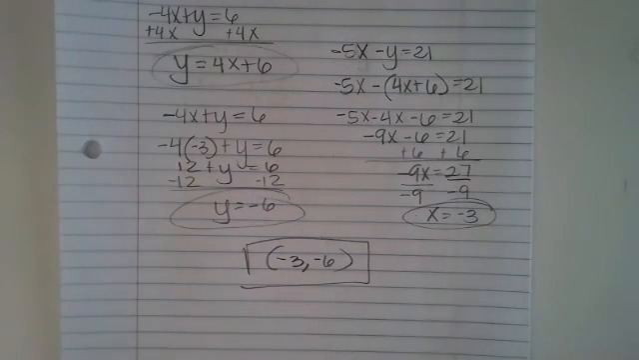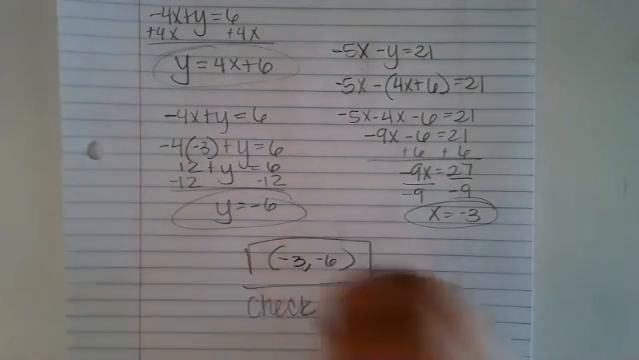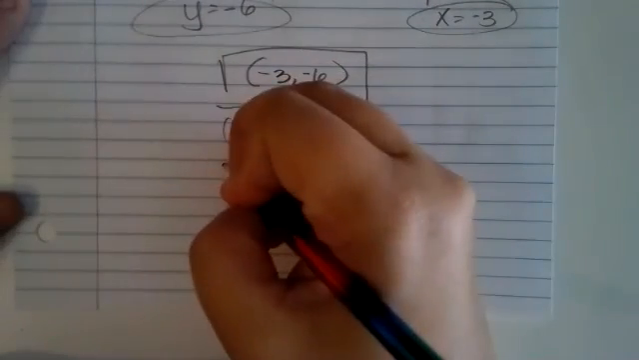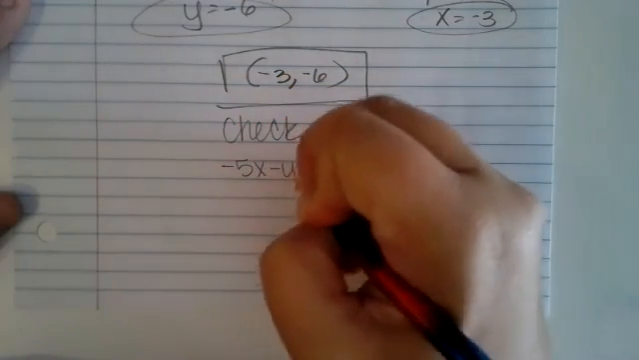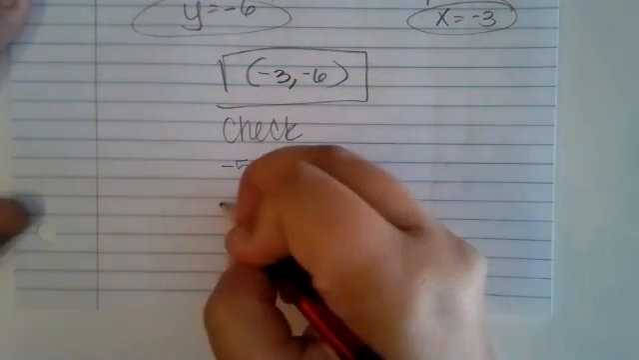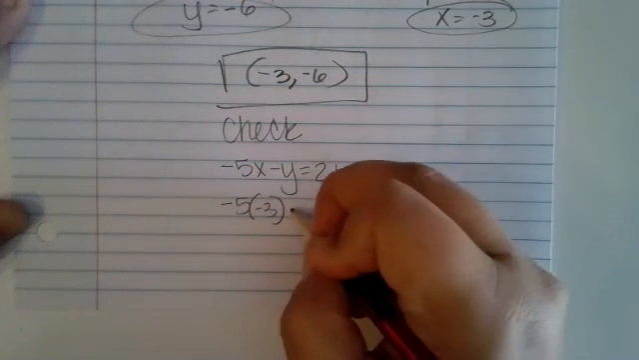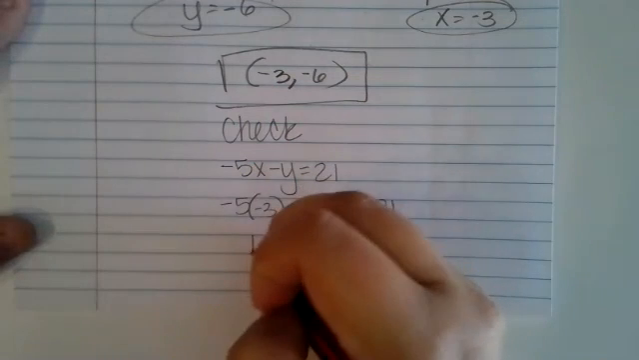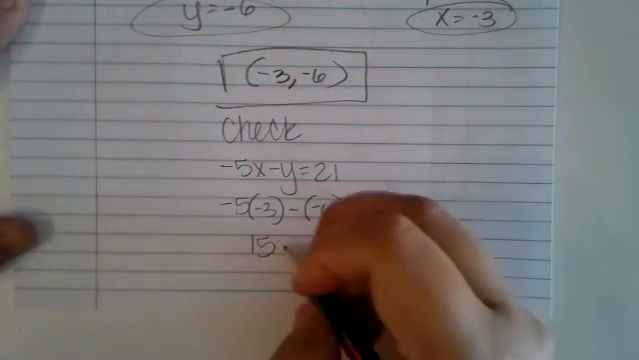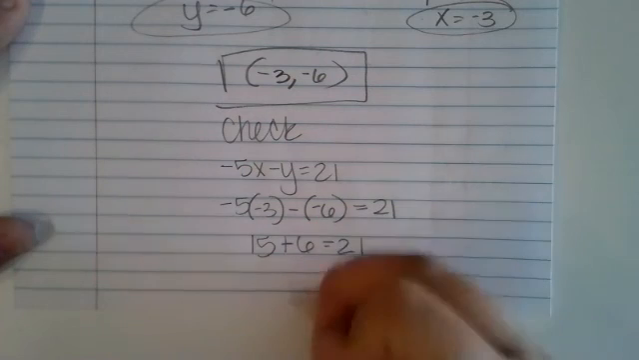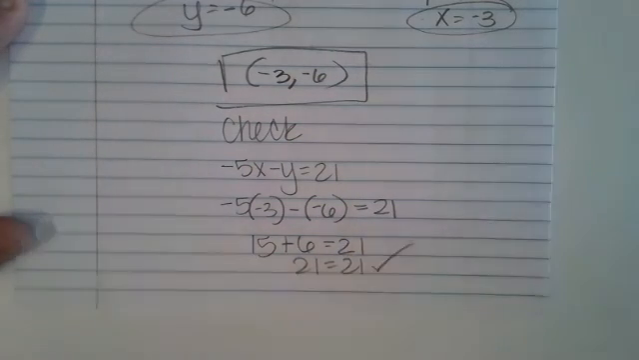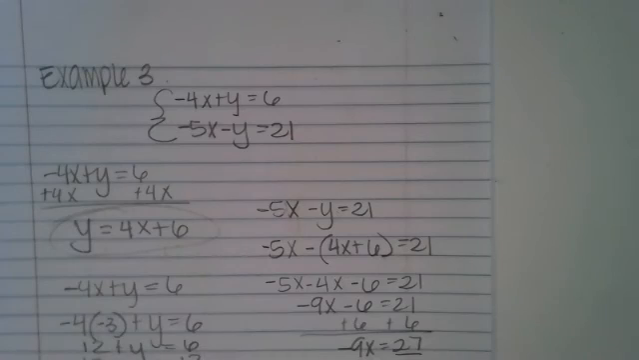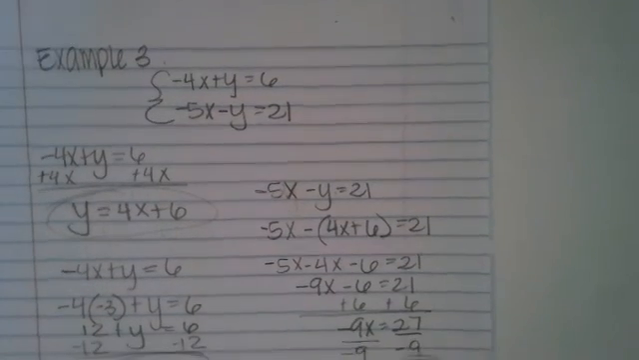And then, of course, I'm going to do a check. So I'm going to take one of the equations. I'm going to use negative 5x minus y equals 21. I have negative 5 times negative 3 minus negative 6 equals 21. That makes 15 minus negative 6 makes plus 6 equals 21. And 21 is equal to 21. So, yep, my math worked out. Okay, so that is solving systems of equations.